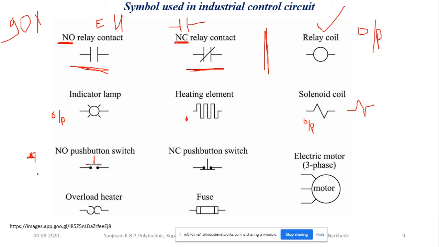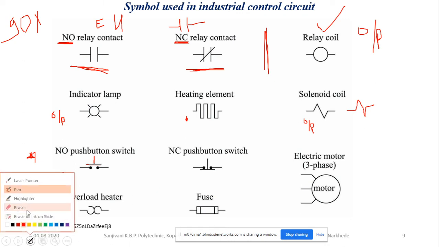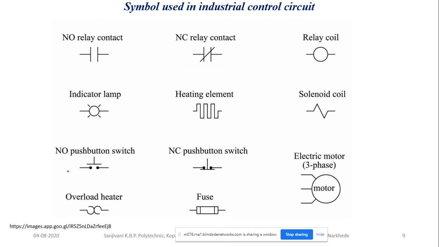Sometimes the NO contact symbol is represented in this manner also. So you should be very careful when you draw the symbol of NO type push button and NO type contact. The NO type push button is normally used as a start push button, and the NC type push button is normally used as a stop push button. These are also input devices.